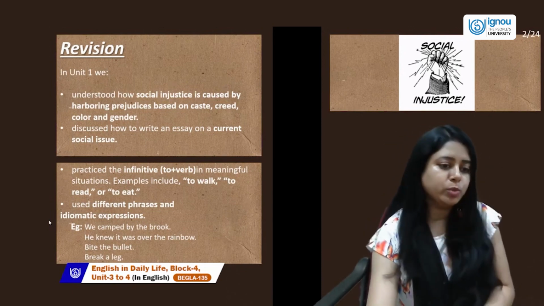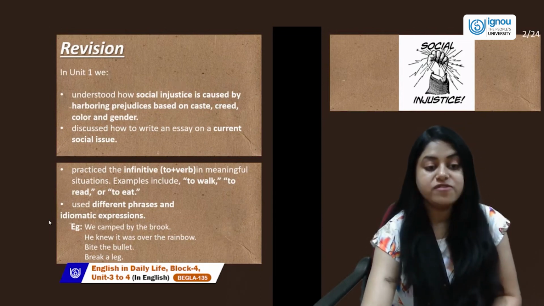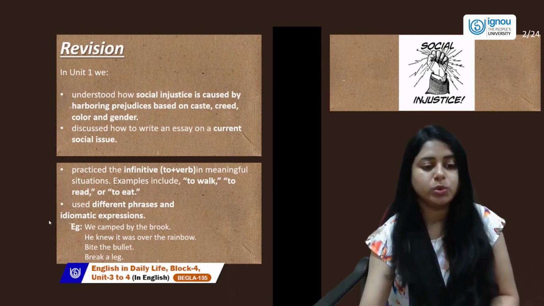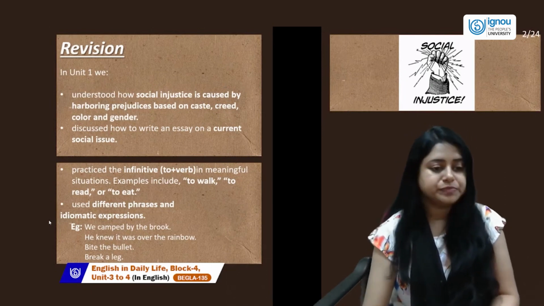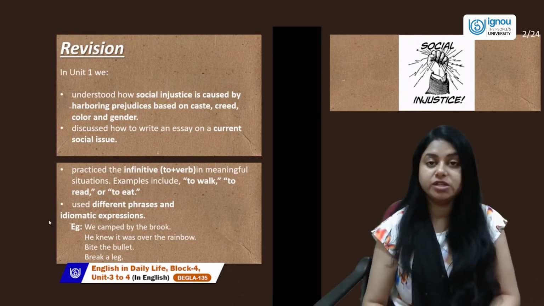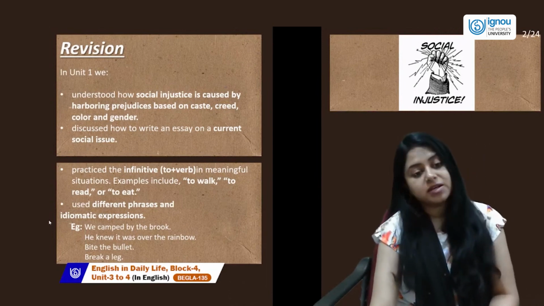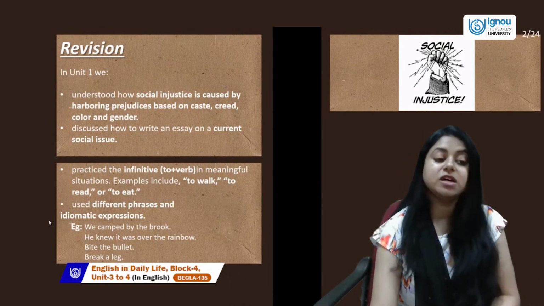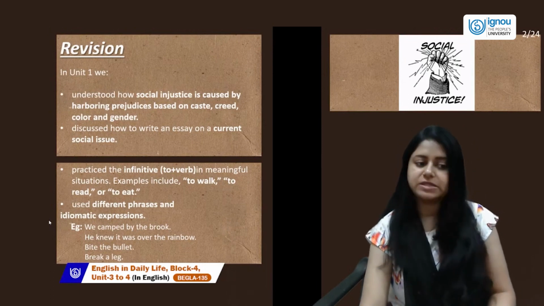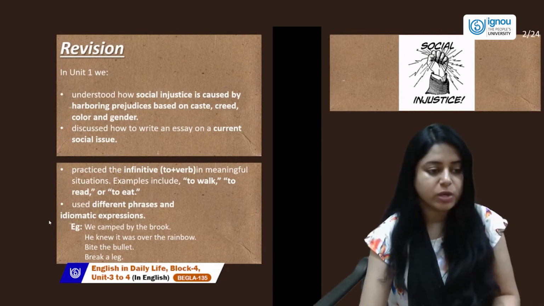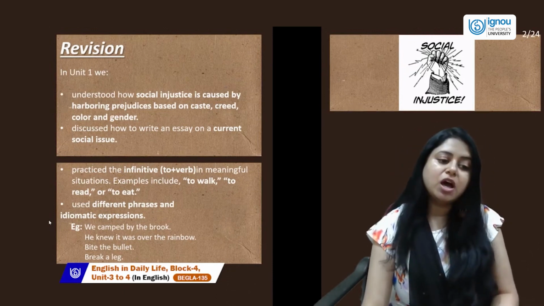All right, so now we move to the grammar part. We talked about infinitive verb, how we add to the verb, and examples. So to walk, okay, to and then walk. To read, to eat. Okay, we also discussed phrases and idiomatic expressions. If in case you do not get the references, you can always go back to the previous lectures and look at the other units that we have covered. So phrases and idiomatic expressions.